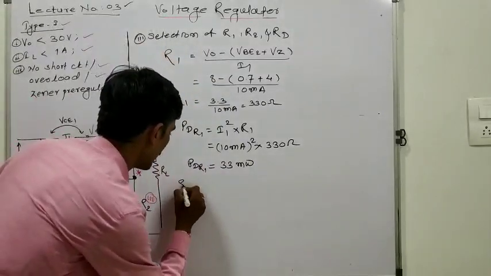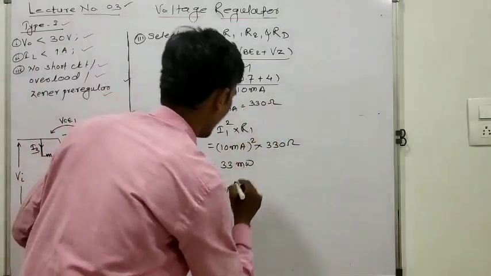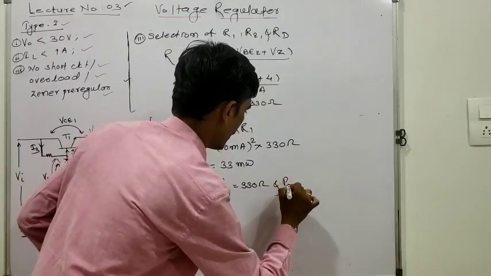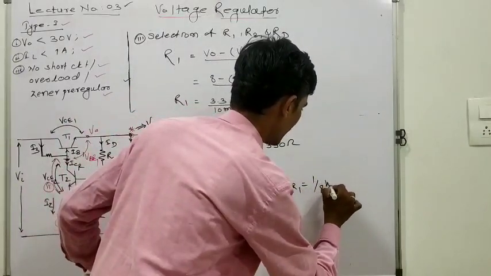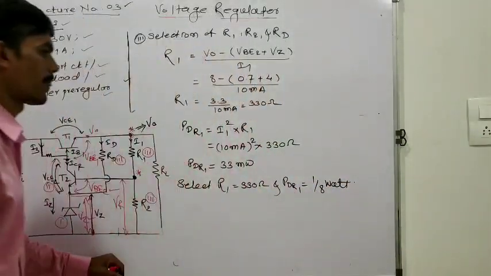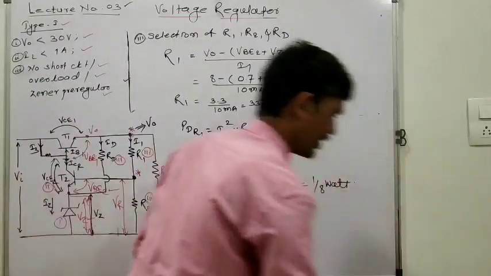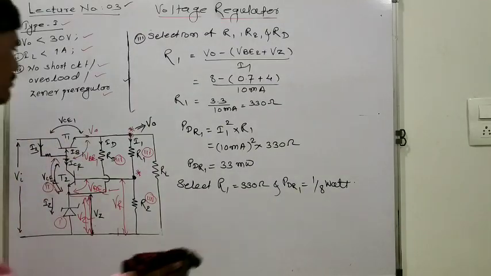So select R1 with a value of 330 ohm and a power rating of 33 milliwatt. We can select a 1/8 watt resistance, which is much higher than 33 milliwatt. So we have to select a 1/8 watt resistance of 330 ohm. If we don't have the standard value of 330 ohm, then we can select a nearer value to this resistance. So this is the selection of R1.